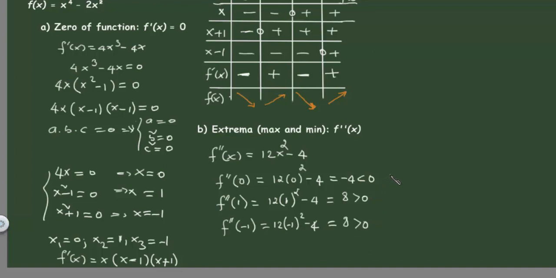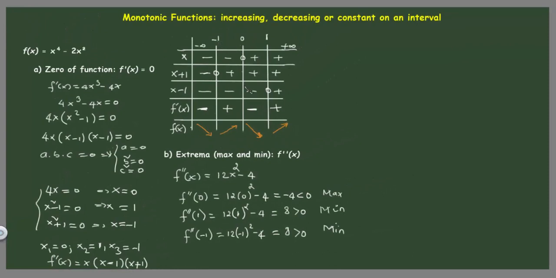We have a relative maximum here, and a relative minimum here, and also a relative minimum at this point here. I mean, the relative maximum is at 0, 0. Of course, the relative minimums would be at minus 1, minus 1, and 1, minus 1.